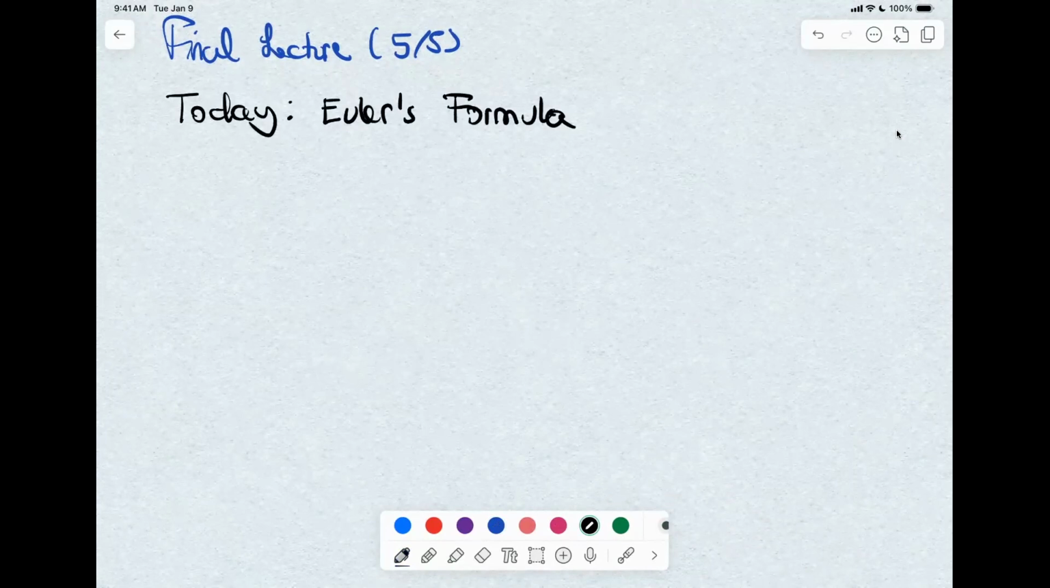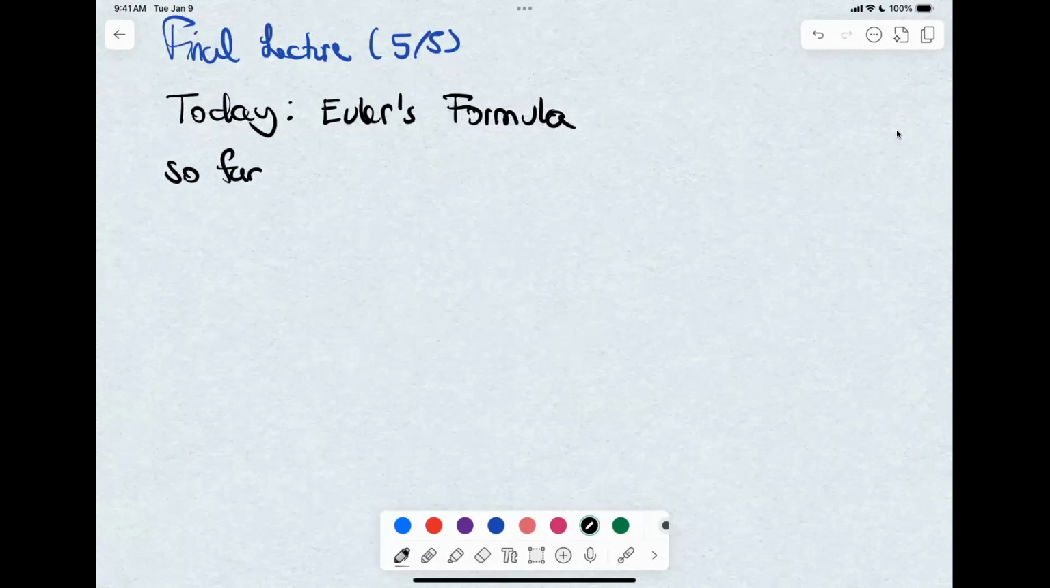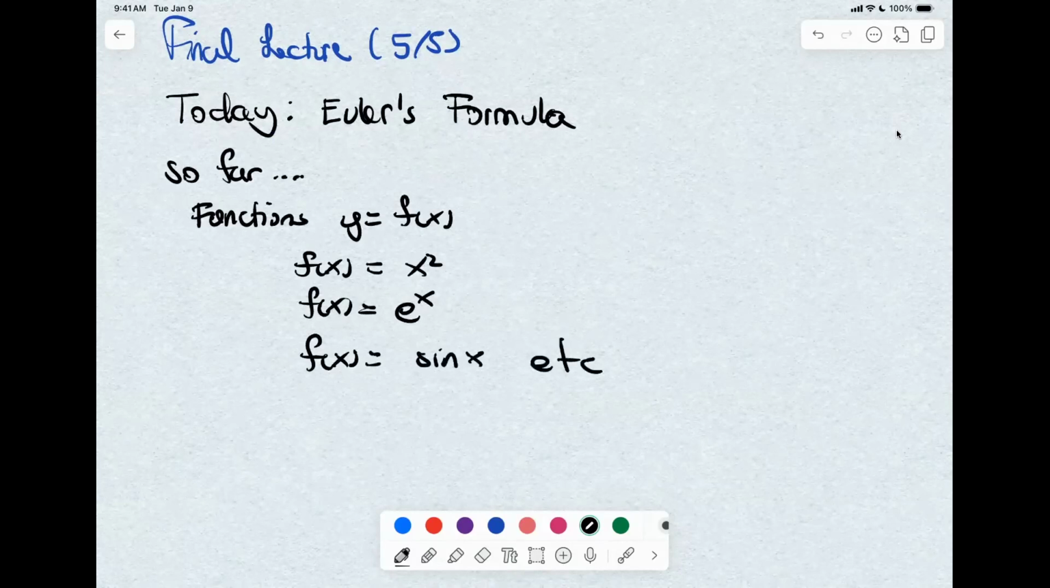To discuss it, we first have to talk a little bit about functions of complex numbers. So in calculus so far, functions have been something like y equals f of x, and then f of x could be x squared, or maybe e to the x, or f of x could be sine of x, etc., right? You already know a lot of functions of one variable.